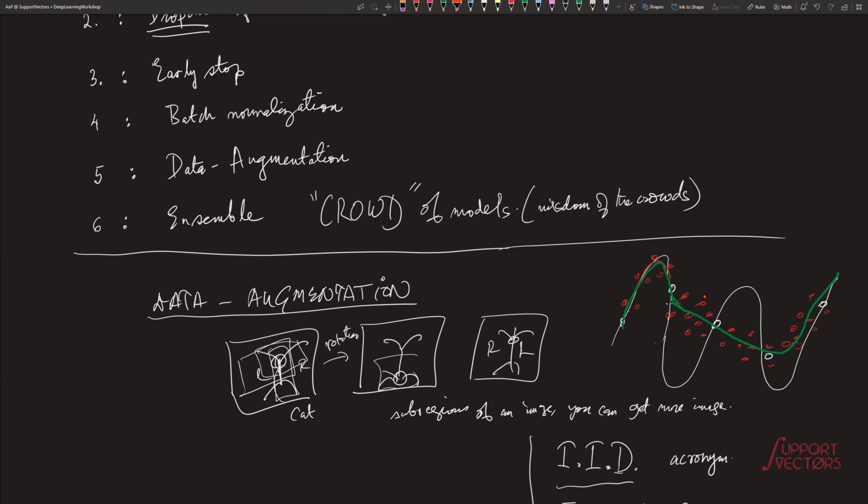Sir, what about one-hot encoding a sparse matrix? Oh, no. That is not data. That is just changing the representation of data. It's not data augmentation. Okay, sir.